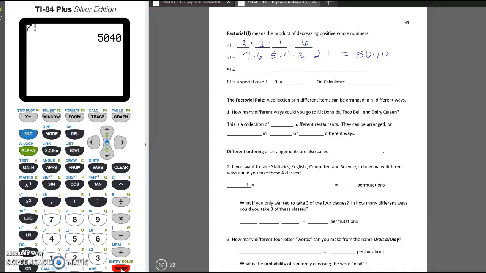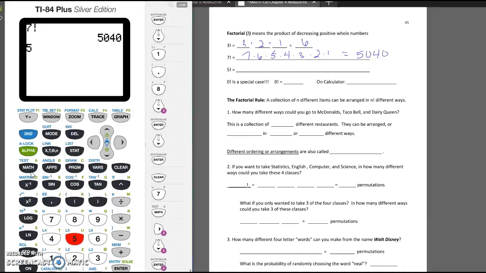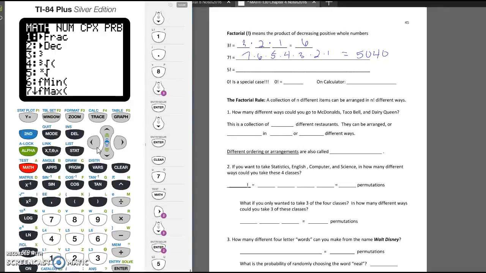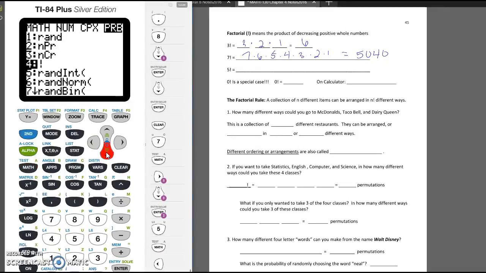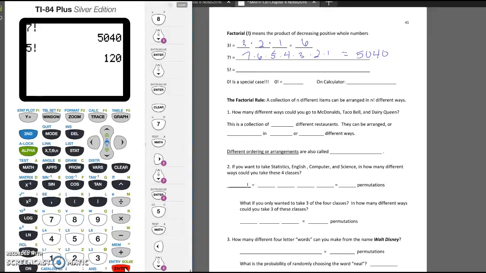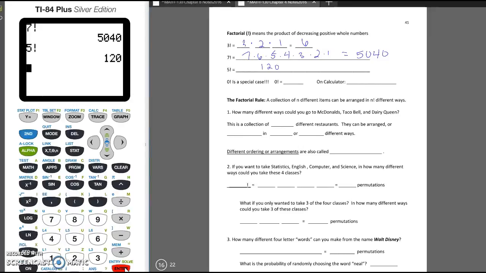We could do 5 factorial. So hit 5, again go math, over to PRB, and down to the factorial. We get 120. Now it's important to know that 0 is a special case. 0 factorial is just equal to 1, which I know doesn't make sense if you just think about it, but there are many places in our formulas where we would need to divide by 0 factorial, and if it was 0, that would mess everything up. So statisticians have defined 0 factorial to be equal to 1.